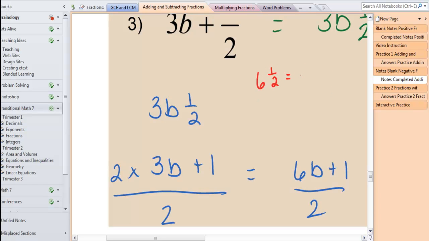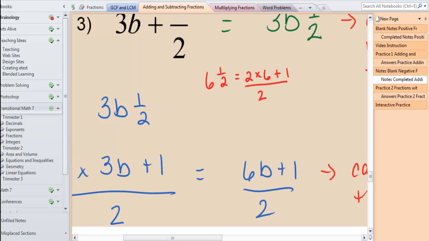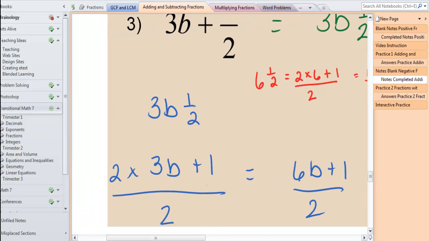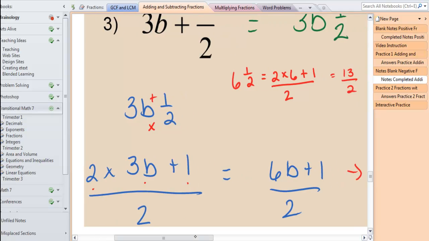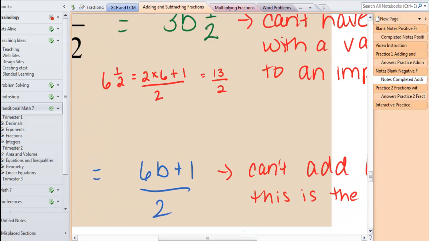The way we change that is we would take the denominator, multiply it by the whole number, and add it to the numerator, and put all that over the denominator. So we get 2 times 6 is 12, plus 1 is 13, halves. We're going to use this same process. So in this case, we're going to multiply 2 times 3b plus 1. So 2 times 3b plus 1. Well, you multiply before you add, 2 times 3b is 6b plus 1, and you leave that over your denominator of 2, and that's your final answer because you can't add 6b and 1.